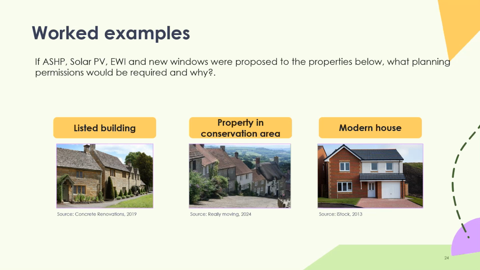Here we've got a listed building, property in a conservation area, and a modern house, and we're talking about what the impact would be for an air source heat pump, solar PV, EWI and new windows. So the restriction possibly on the modern house is you may be asked for approval of the finishes for the EWI on that house, and you've got these brick quoins in the corners of that gable end, so they would probably want to see those replicated.